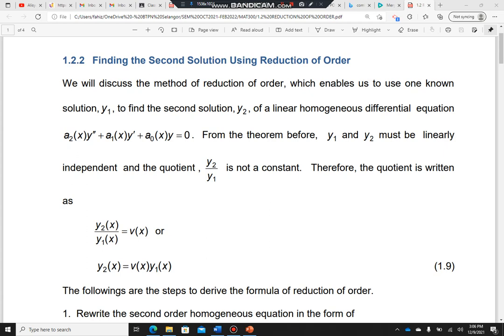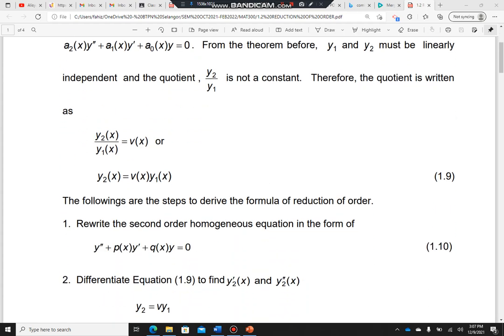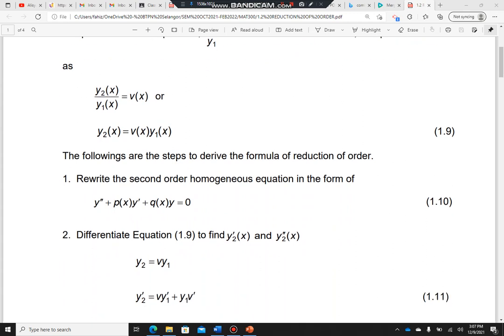From the theorem before, y1 and y2 must be linearly independent and the quotient y2 over y1 is not a constant. Therefore, the quotient is written as y2 over y1 equals v, or y2 equals v y1. The following are the steps to derive the formula of reduction of order. So how to derive the formula of reduction of order?